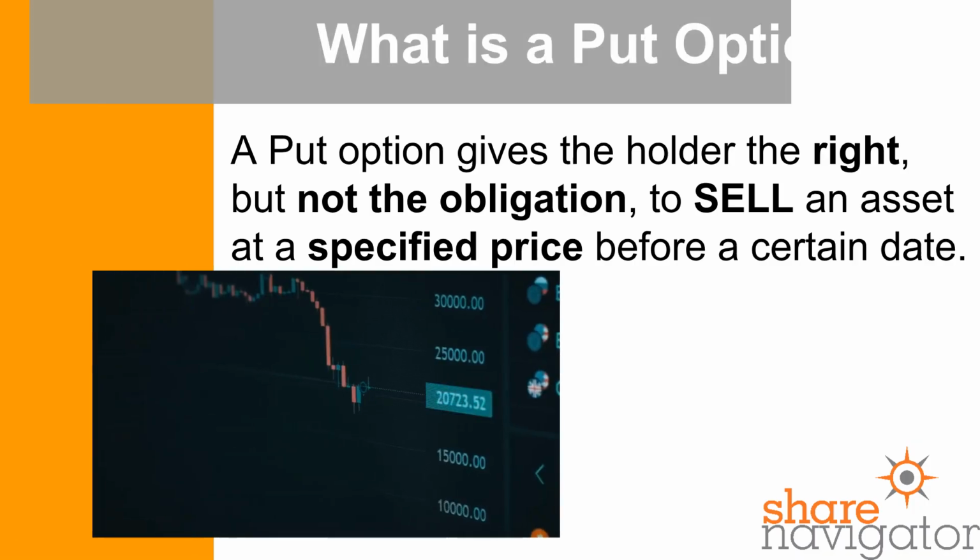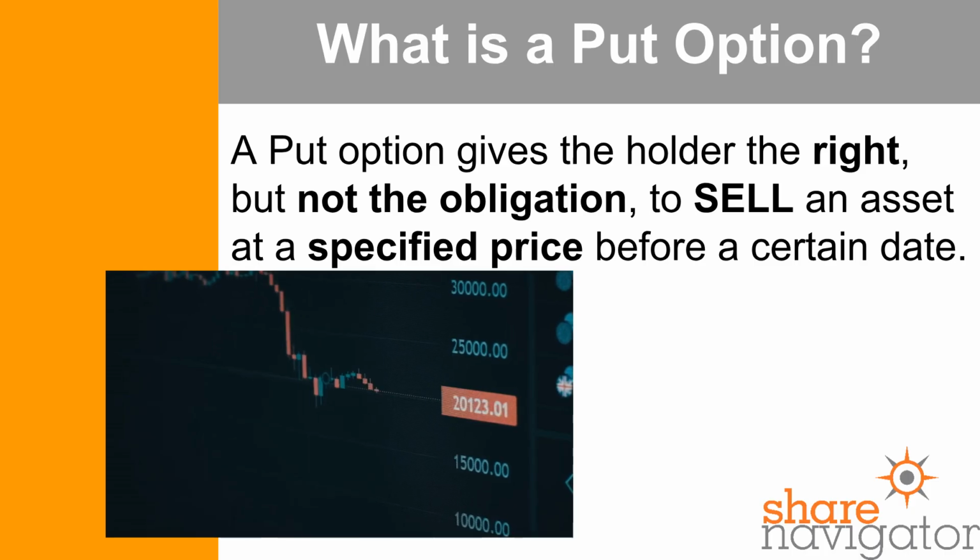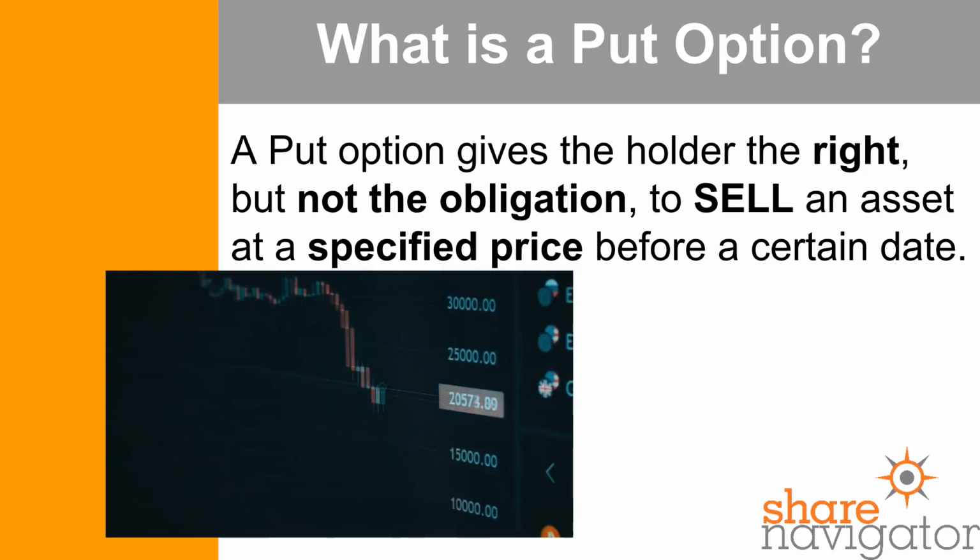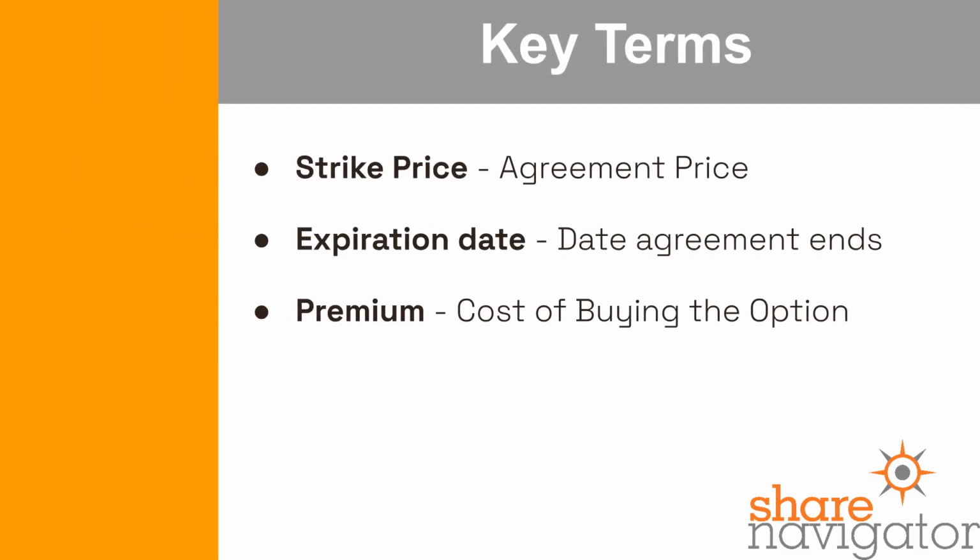Now let's turn our attention to put options and how they differ from call options. A put option gives the holder the right, but not the obligation, to sell an asset at a specified price before a certain date. Similar to call options, put options also have a strike price, expiration date, and premium.